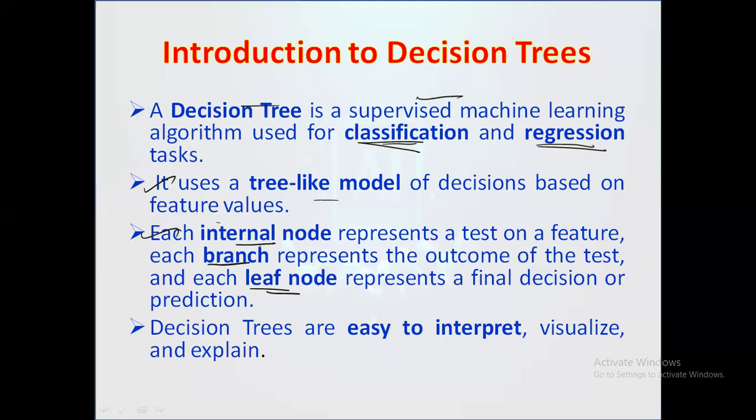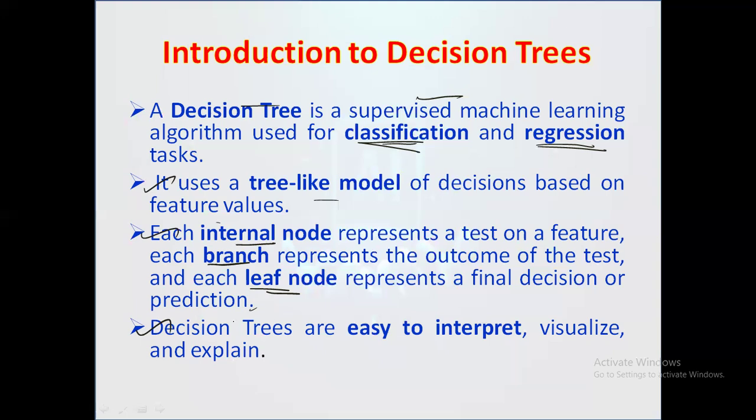In a decision tree, internal nodes pose conditional questions about a feature, that is, age is greater than 50, less than 50, etc. Each branch from that node leads to a different outcome of the test. This branching continues until a leaf node is reached, which provides a final outcome, either a classification label or a predicted value. The decision trees are easy to interpret, visualize and explain.